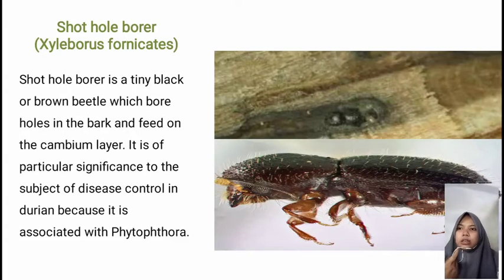Okay, next, shoothole borer or Xyleborus fornicatus. Shoothole borer is a tiny black or brown beetle which bores holes in the bark and feeds on the cambium layer. It is of particular significance to the subject of disease control in durian because it is associated with Phytophthora.